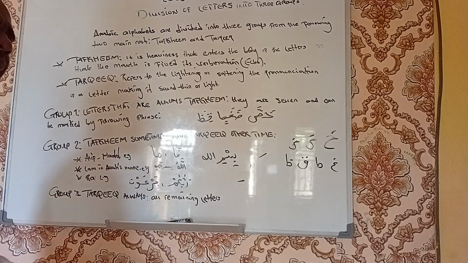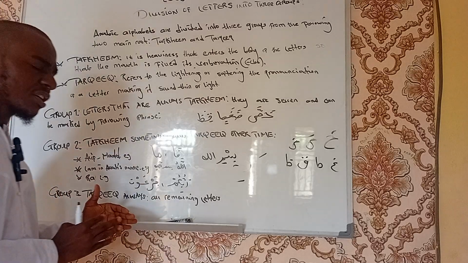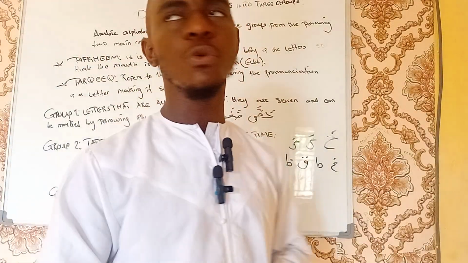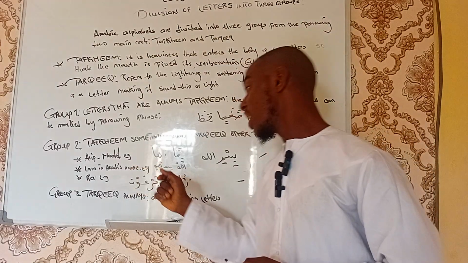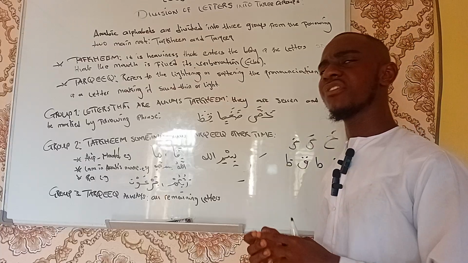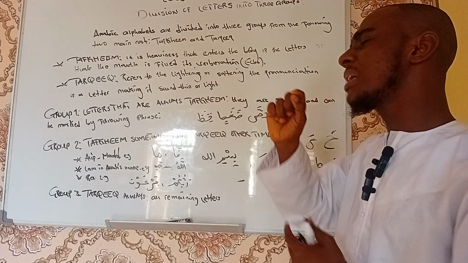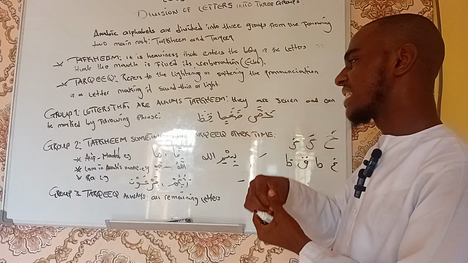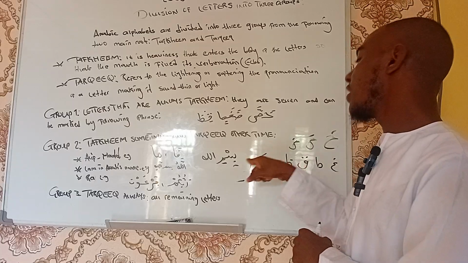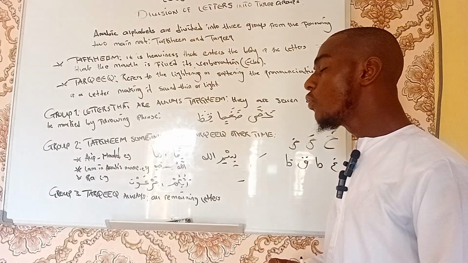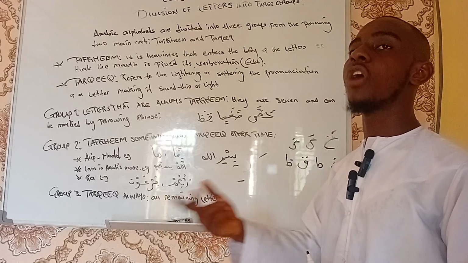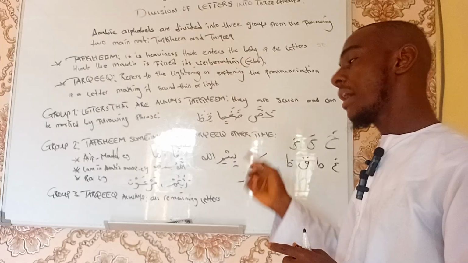And the second one again, the letters that sometimes can be Tarqeeq and sometimes Tafkheem, like the lam in the name of Allah subhanahu wa ta'ala. The lam in the name of Allah sometimes can be Tafkheem, sometimes Tarqeeq. How does it become Tafkheem? It becomes Tafkheem, with the heaviness entering the body of the letter and the echo coming out, if the letter before it has a fatha or a dhamma. Take the example, qala Allah, qala Allah. The fatha is inside it.